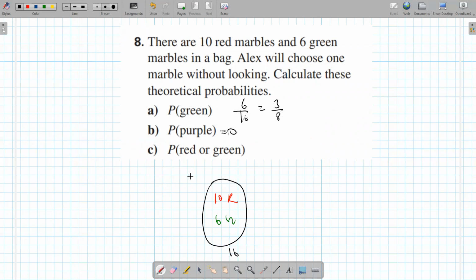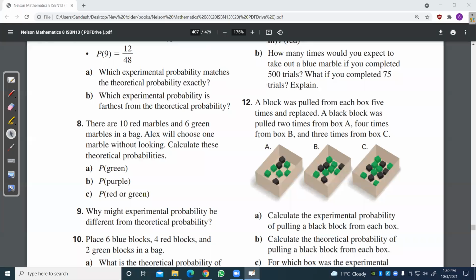What's the probability that it's red or green? It's just 16 out of 16. So 100%. So that's a 1. 1 means 100%.